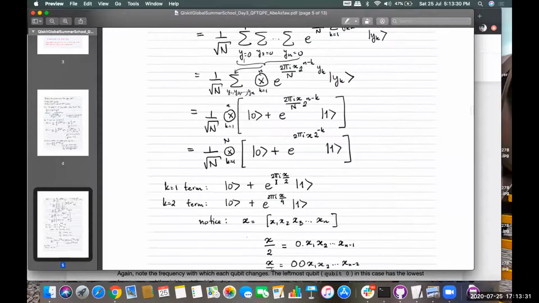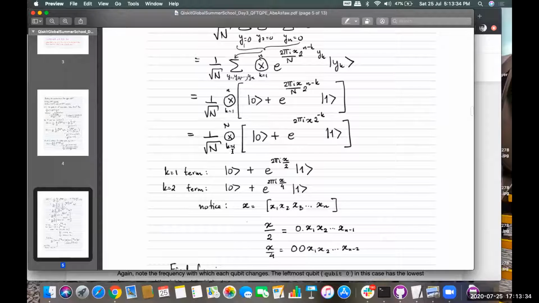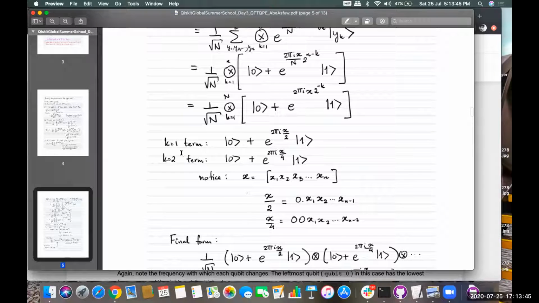So if we further generalize it, that will be given by 1 by root n tensor product of k equal to 1 to n of |0> plus e to the power 2 pi i x to the power 2 minus k of |1>. So now when we have to calculate for the first term, the value of k here will be 1. So this generalized expression will become |0> plus e to the power 2 pi i x by 2 of |1>. And similarly, when k is equal to 2, obviously we are squaring it here, so this will become e to the power 2 pi i x by 4 of |1> here.